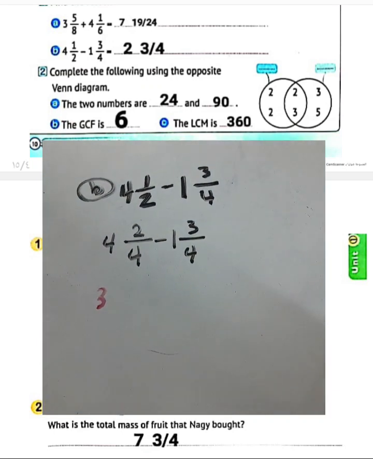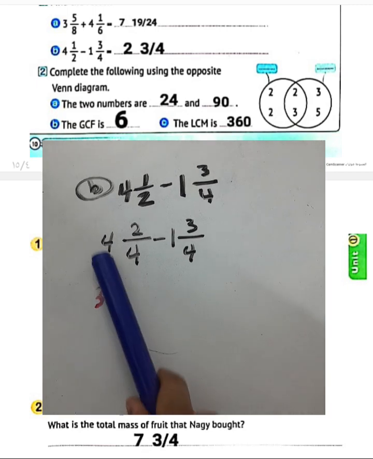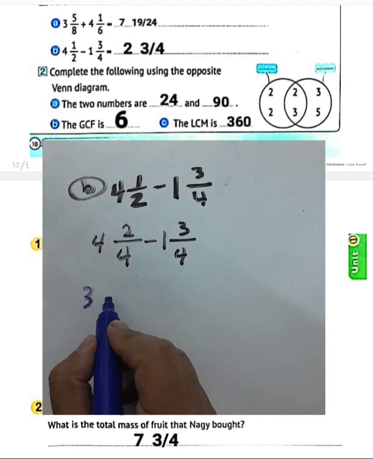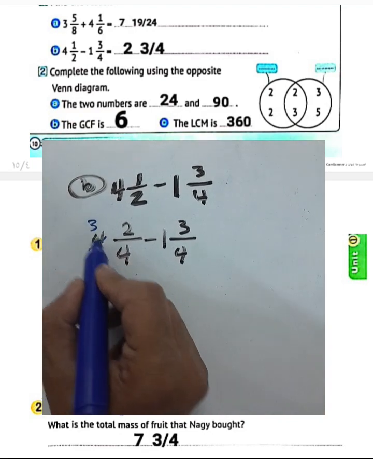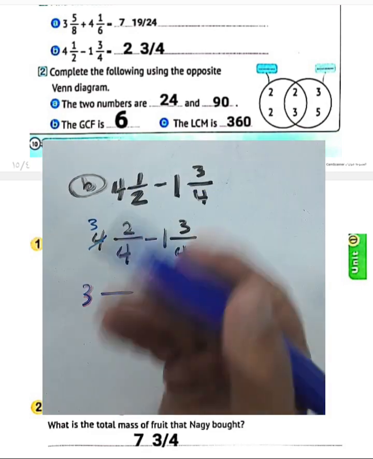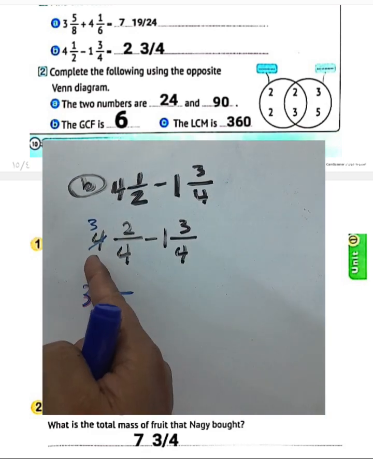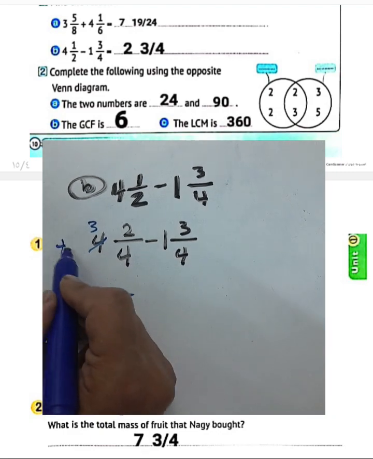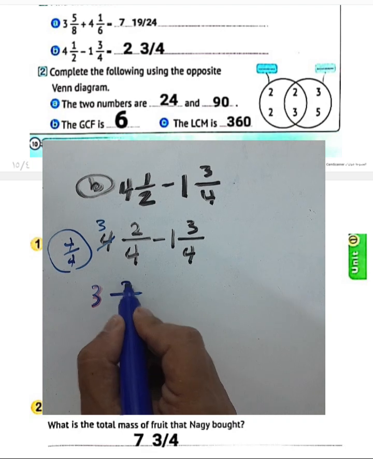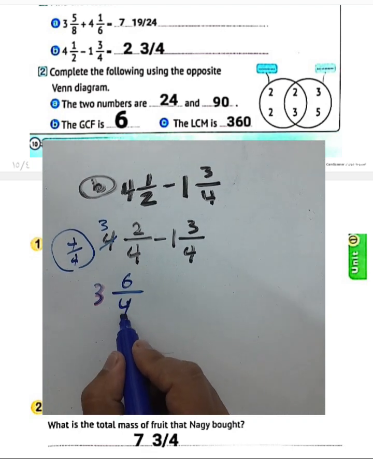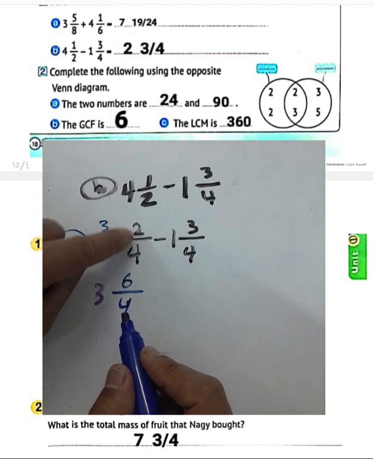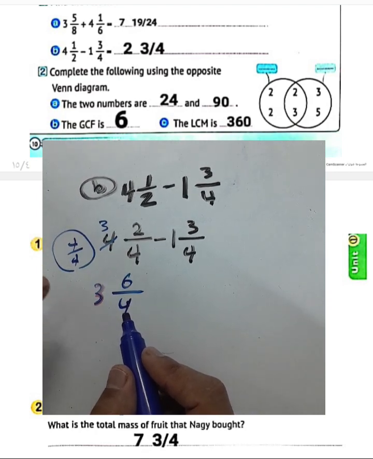4 will be what? Will be 3, and we find the number in the simplest form. Write 3 here, and we know 1 equals what? 1 equals 4 over 4, and this number I borrowed 1 from 4, it will be 3, and 1 equals 4 over 4. You must add 4 over 4 to this number, 2 over 4, it will be 6 over 4. Or using another method, 4 will be 3, subtract 1 from 4, and 4 plus 2 equals 6. Okay, you must know these steps.